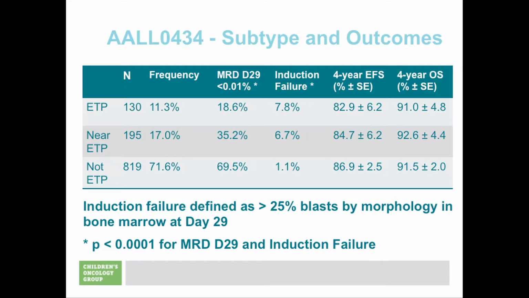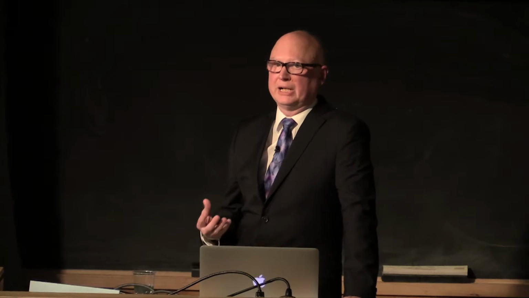These patients are also associated with induction failure at a higher rate. Near ETP also shows a higher rate of MRD positivity at the end of induction and a similar rate of induction failure, suggesting that biologically, at least under this type of therapy, these patients behave very similarly, in contrast to the not ETP patients, who have less frequent MRD detected and also a much lower incidence of induction failure. The thing that's striking about this study, though, is that despite these differences in MRD detection, residual disease after therapy, and induction failure, the actual outcomes for all of these groups were the same.